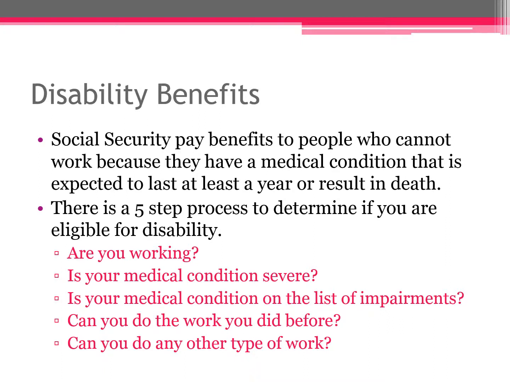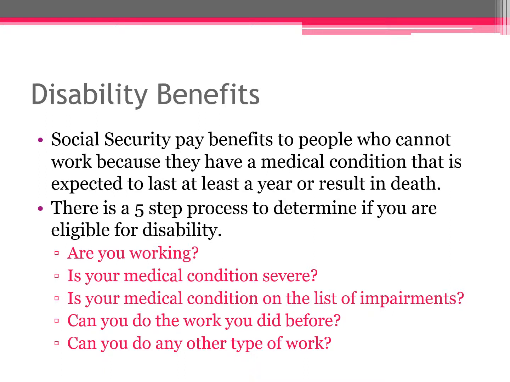Disability benefits. Disability benefits are Social Security benefits that pay people who cannot work because they have a medical condition that is expected to last at least a year or result in death. There is a 5-step process to determine if you are eligible for disability. Are you working? Is your medical condition severe? Is your medical condition on the list of impairments? Can you do the work you did before? Can you do any other type of work?